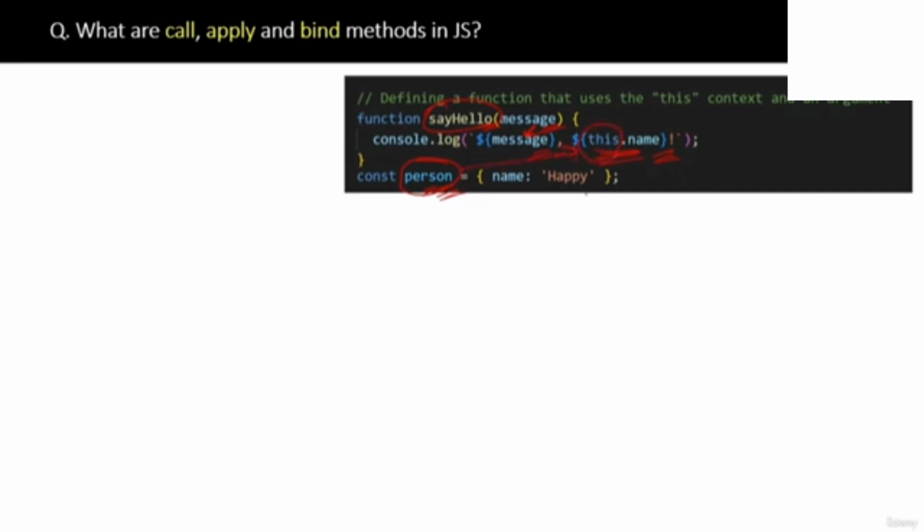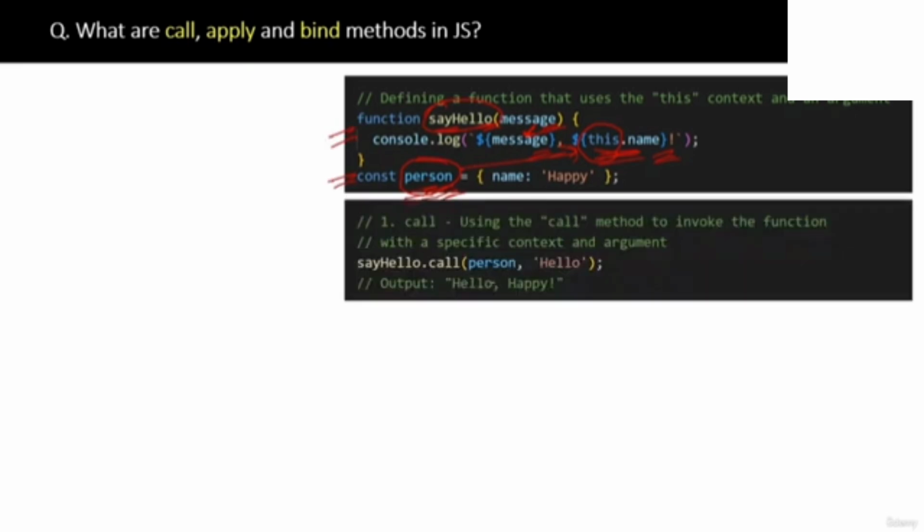Now the question is how to invoke the say hello function with a person object context, because right now they are separate with no connection, right? The first technique is to use the call method with the function name say hello like this. Pass the object name and the string argument as the parameters. This is the normal approach, and you will get this as an output.